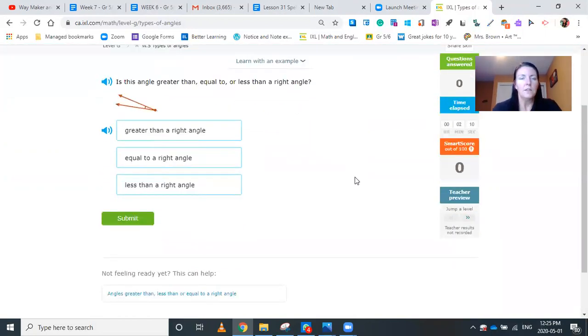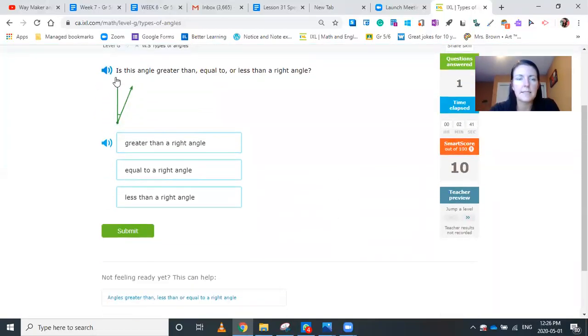All right, so let's look at the examples. It says, is this angle greater than, equal to, or less than a right angle? Now you should be able to see this quite quickly, but if you need to, use your little corner. Put one line against the side of the page and your corner on the dot, you will see that this second line is actually right through your page. So this is less than a right angle.